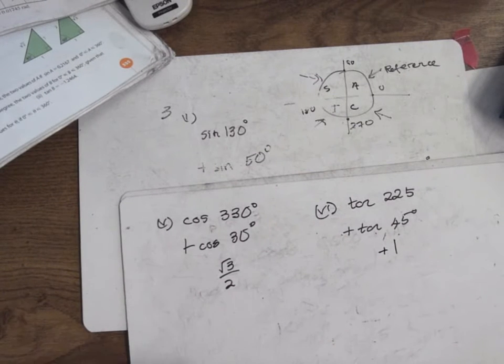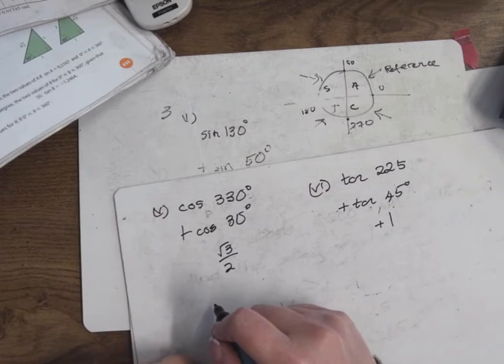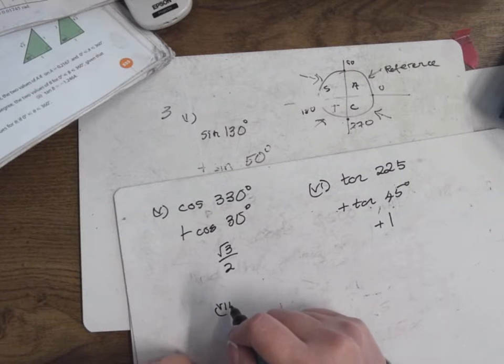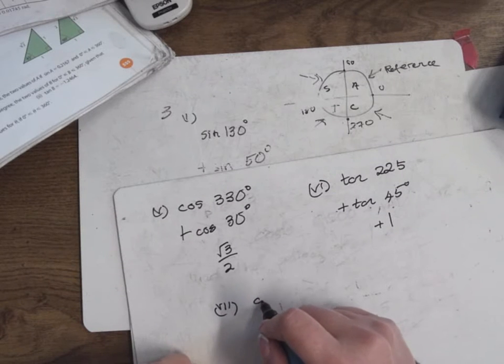Miss, if you're given like 227, would you put it in like tan or cos though, or would it depend on what's put in front of it? What's what they ask you for? Yeah. Okay. Part 7 is cos of 150.